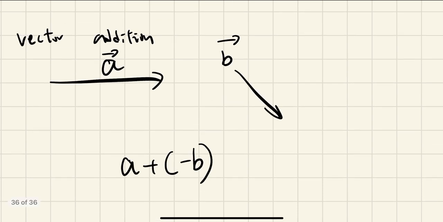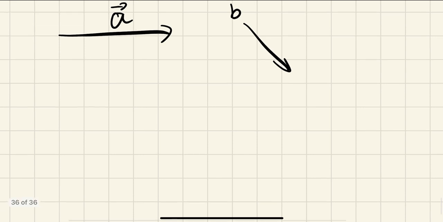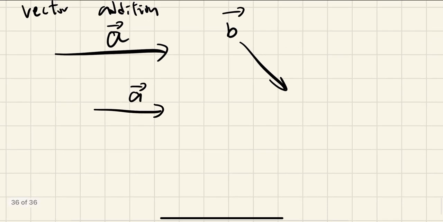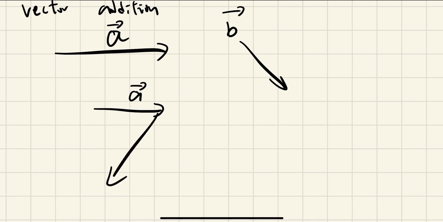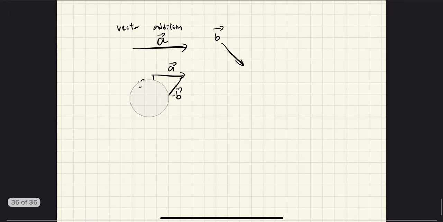You'd probably be a little confused. What do you mean by negative B? Negative B is basically B flipped. So this would literally just be vector A plus negative B, which goes the opposite way, like this. And then the resultant vector, tail to tip, boom, tail to tip, is A minus B. This is the resultant vector. So yeah, that's pretty simple.